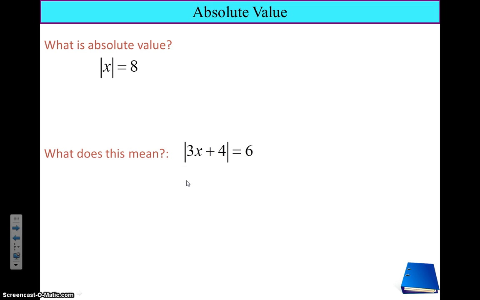Okay, so we're on part two of the video. This part is about solving absolute value equations. So first question here, what is the absolute value of 8?